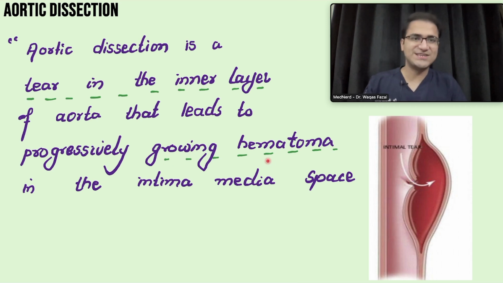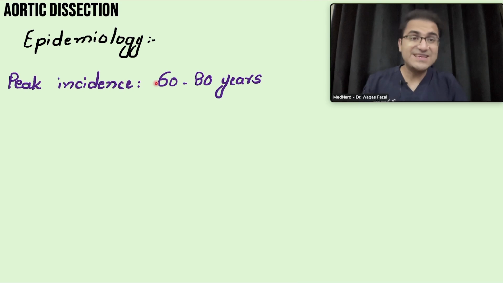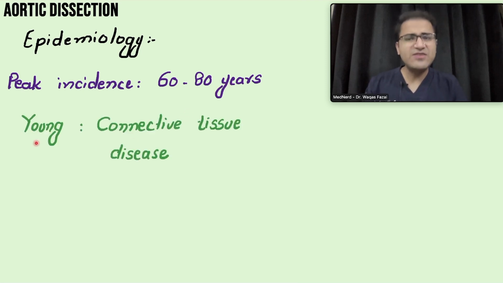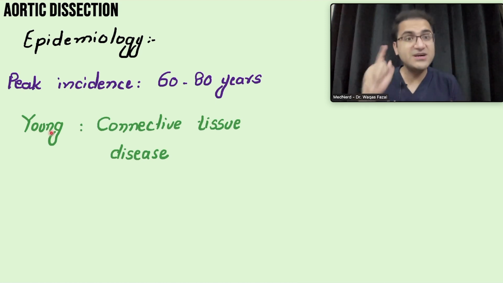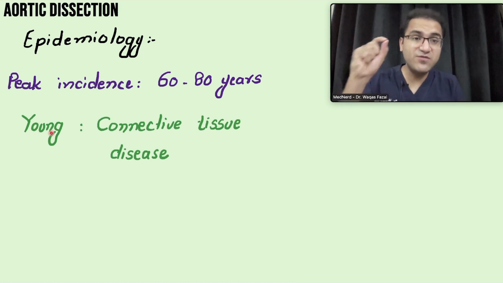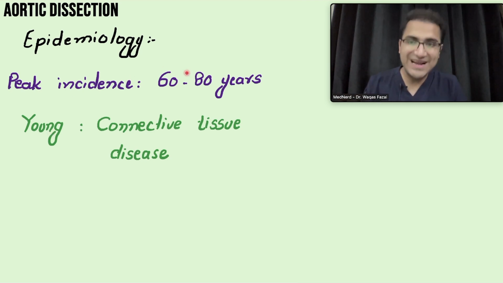That is aortic dissection. It most commonly occurs in old age groups from 60 to 80 years of age. Our patient in the case initially was 65 years of age. It rarely occurs in young patients, but if it occurs in a young patient, it most commonly occurs if there is a connective tissue disease like Marfan syndrome, like Ehlers-Danlos. A connective tissue disease makes young patients prone to aortic dissection. But remember, it's most common in the elderly.